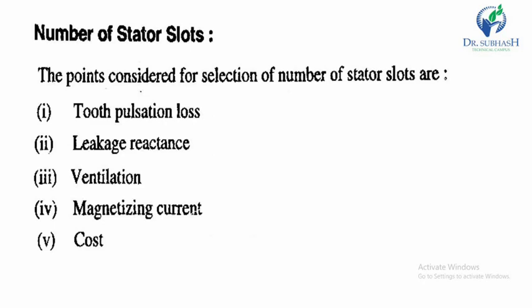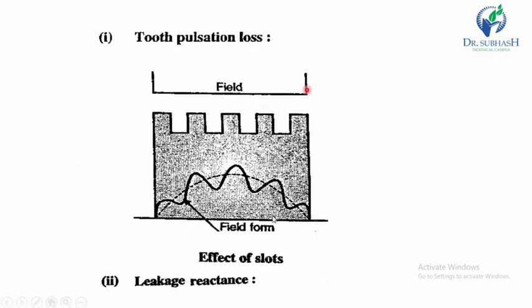Now first we see tooth pulsation losses. Here in the figure we see the number of slots and the field. Due to the slotting, the reluctance offered to the flux varies due to alternate slot and tooth, and a slot gives more reluctance while a tooth gives less reluctance. The effect of this change in reluctance is to produce tooth pulsation losses and noise.